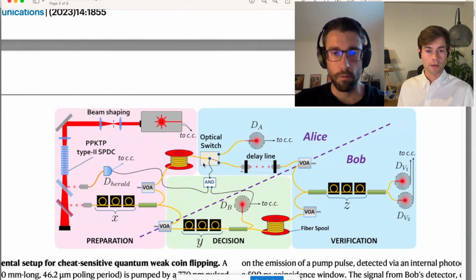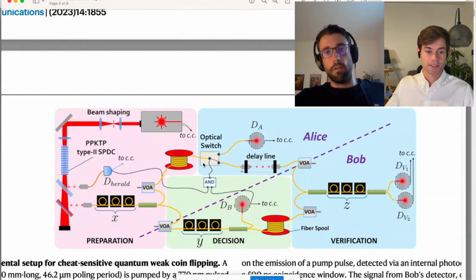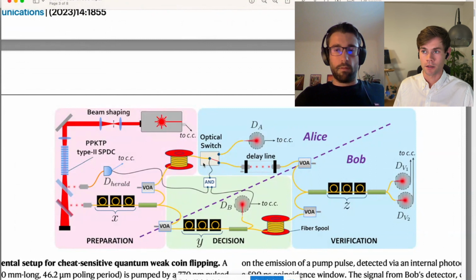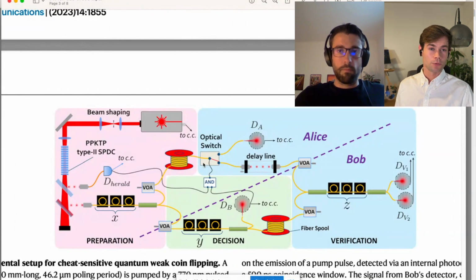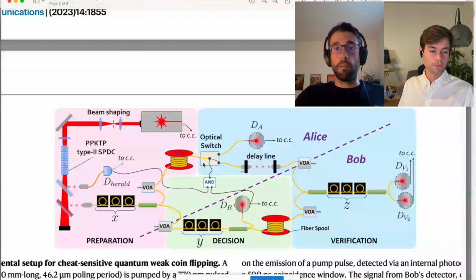Do you know of any potential architectures that could be built that wouldn't rely on having such an optical switch? Do you see this as a necessary component also if you were to do, like, say, a second experiment? Or do you have potential ways that you can circumvent using these components in the first place? So that's a good question.